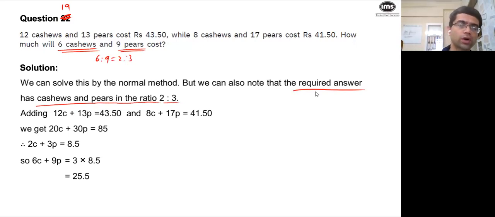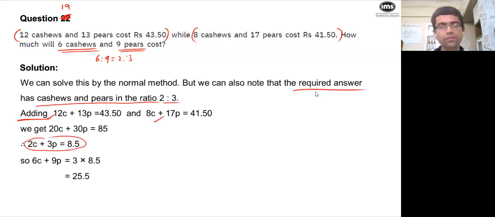Now you will see, okay, so what? Now let's get back to what is given to us. 12 cashews plus 13 pears are going to cost 43.5, whereas 8 cashews and 17 pears are going to cost 41.5. So that is the second equation. If you just observe and add these two equations, adding these two equations gives you 20c plus 30p is 85, which when simplified gives me 2c plus 3p is equal to 8.5.